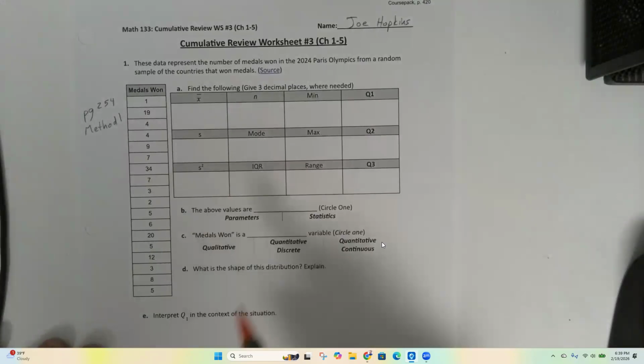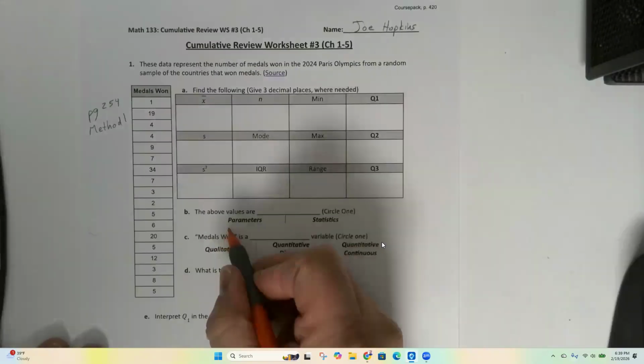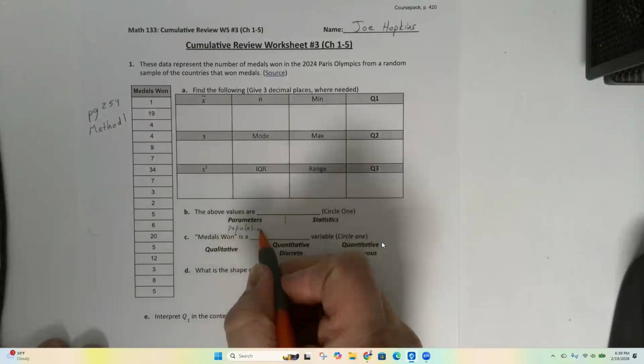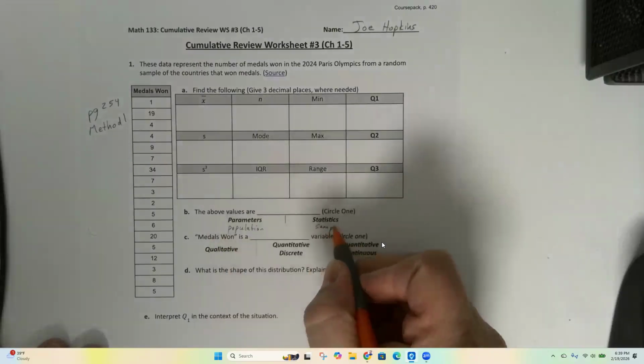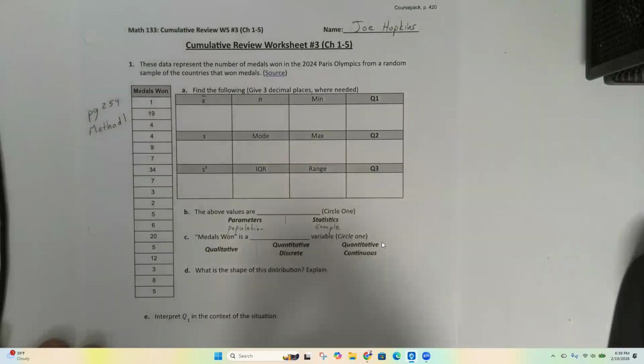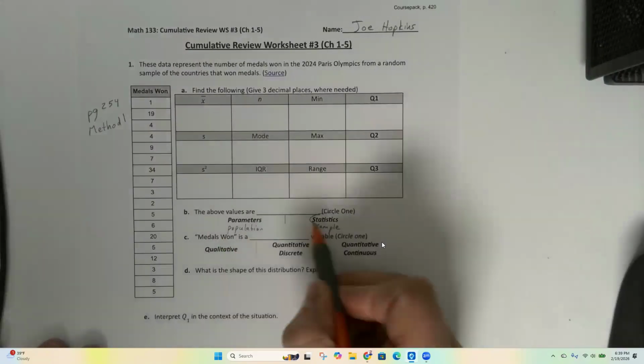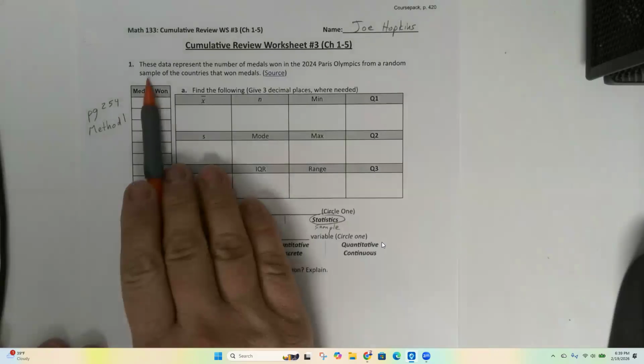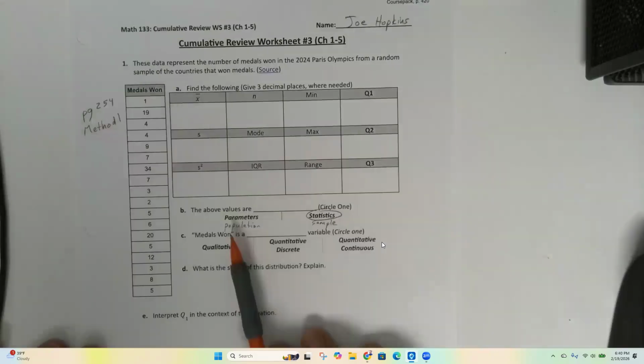The values above, are these parameters or statistics? Well, that depends on whether you have a population or if you have a sample. What do we have? Yeah, these are statistics because this is a sample of countries, okay? It's not all countries, all right?